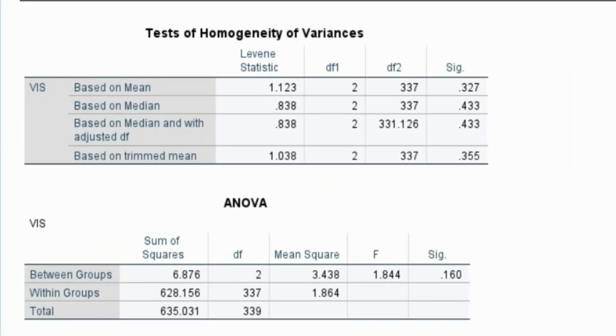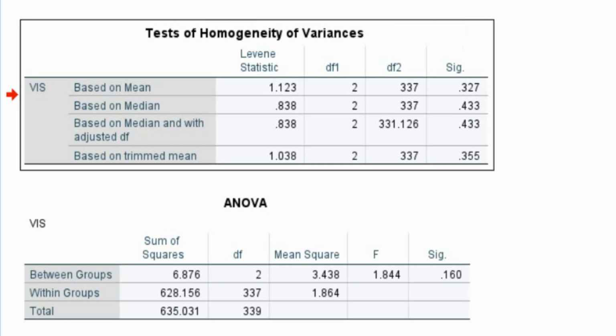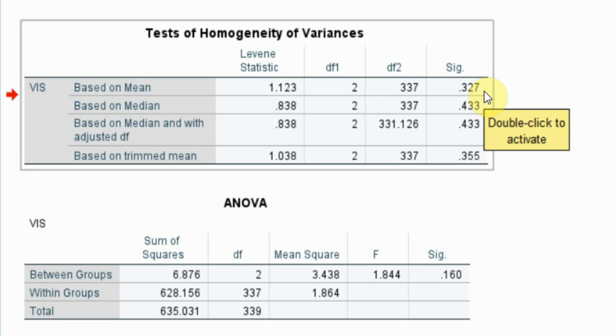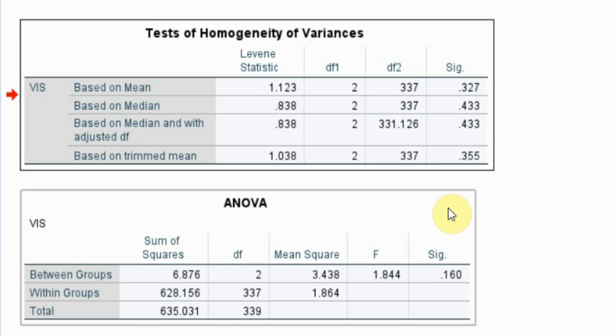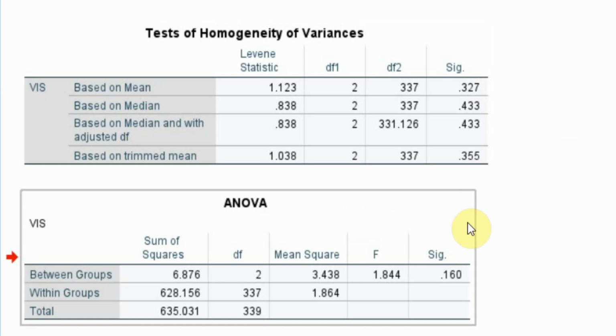Now the next step after descriptives is the test of homogeneity of variance. In this case, the test of homogeneity of variance is insignificant. This means that your assumption of homogeneity of variance is satisfied. So you are going to move to the next step and use this table to assess the main effects. If you look here between groups, your significance is 0.160. This is greater than 0.05.